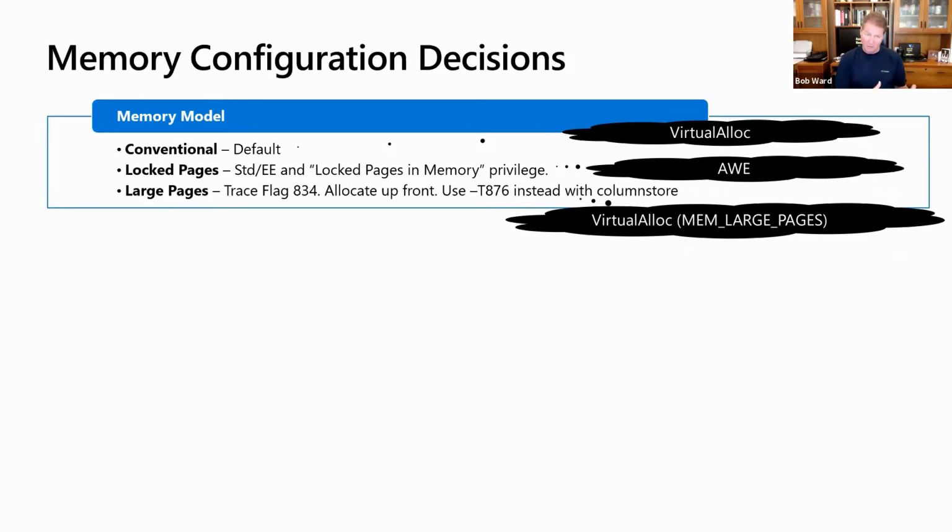Large pages is the third option of this model. When you use trace flag 834 with SQL Server, we will allocate memory up front for max server memory, okay? When you do that, we will use the VirtualAlloc API with an option called MEM_LARGE_PAGES. And the reason that is done is because it can be more efficient in some scenarios.